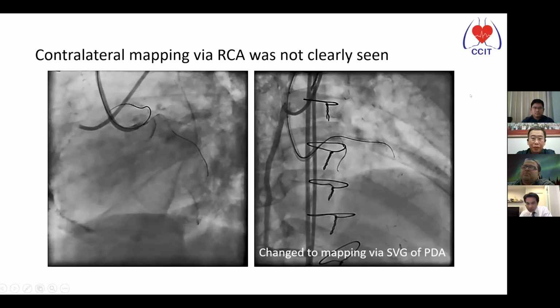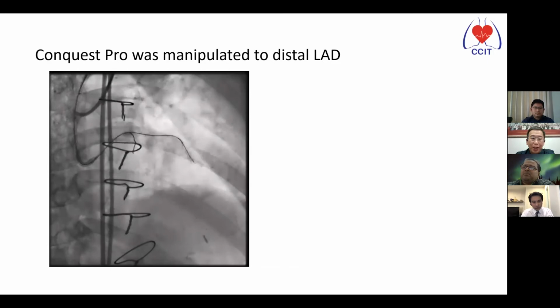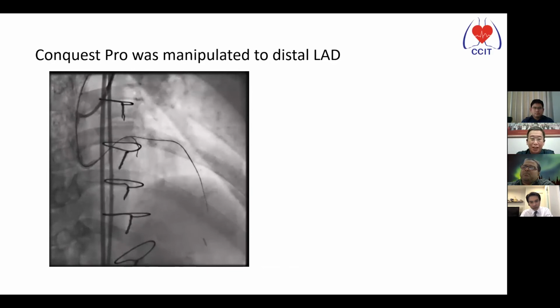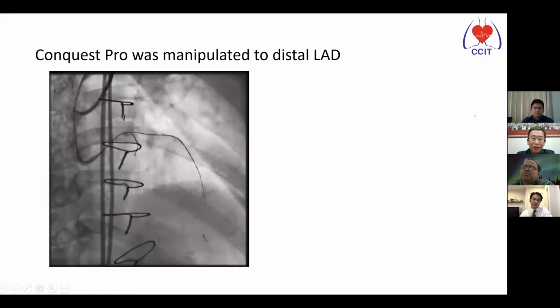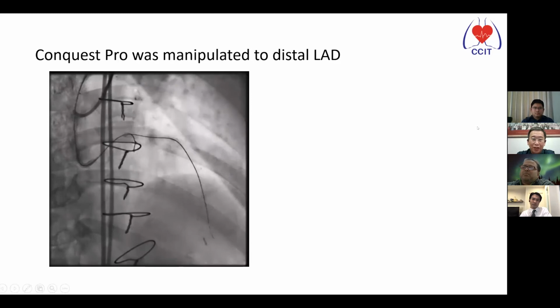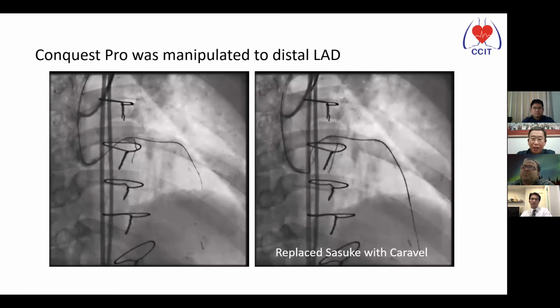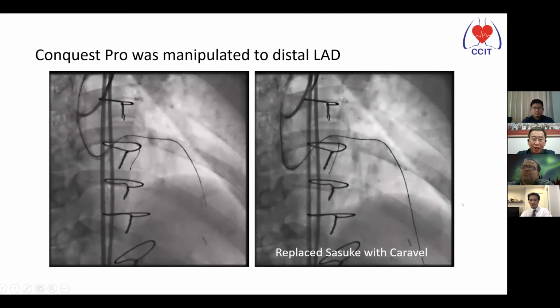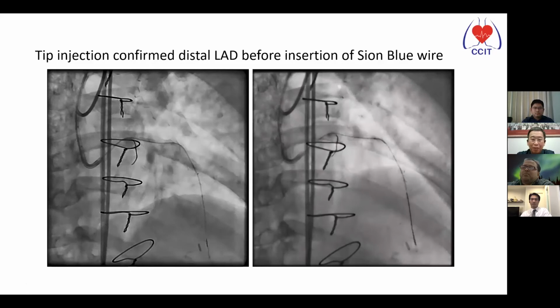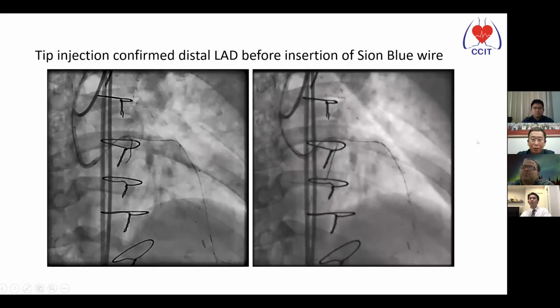So I can proceed to manipulate the Conquest Pro into the distal LED. And then exchange the system to the single lumen microcatheter. Use the same Caravel, and the Caravel can penetrate into the LED and follow the course of the Conquest Pro wire until it reached the distal LED. Then I did the tip injection to confirm that the tip of the microcatheter is inside the distal LED, and then change to a workhorse wire, the Sion Blue.